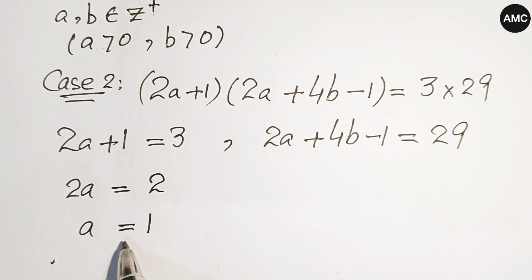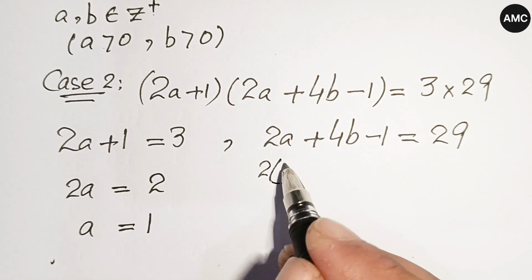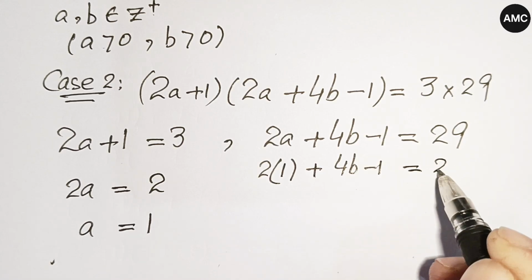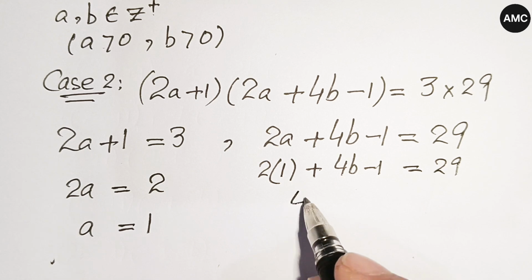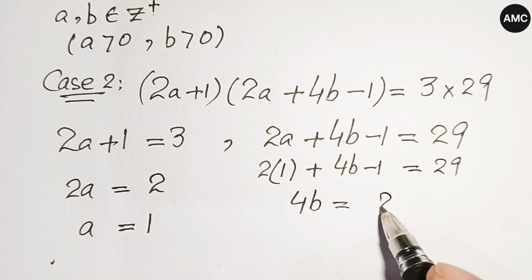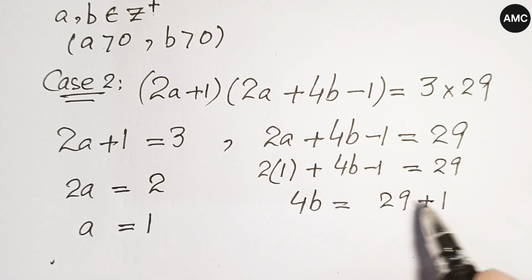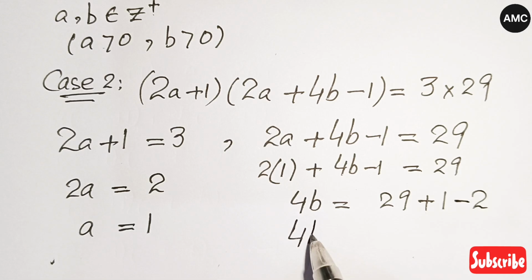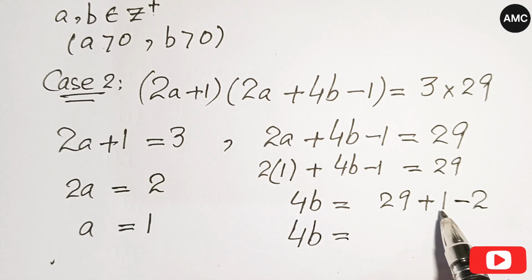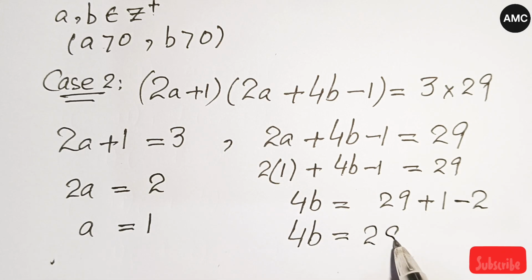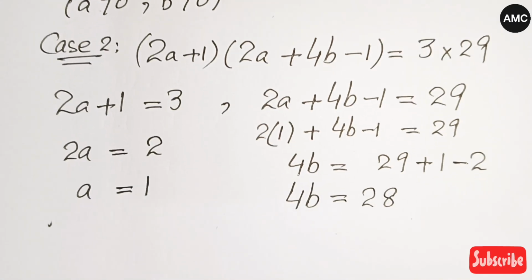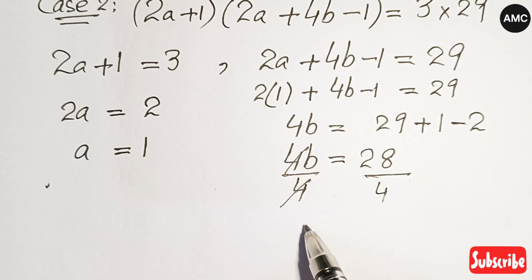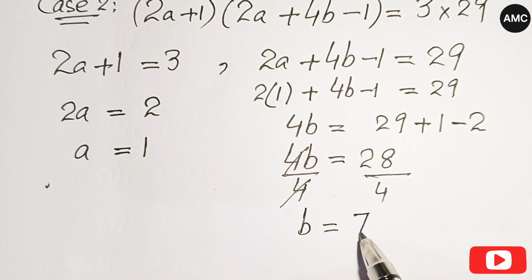Now if we put this value of a here, we get 2 times 1 plus 4b minus 1 is equal to 29. Here we get 4b is equal to 29. This minus 1 will be plus 1, and this plus 2 will be minus 2 here. So we get 4b is equal to 29 plus 1 is 30, minus 2 is 28. Dividing by 4 on both sides, this 4 is cancelled, and here we get b is equal to 7, since 4 times 7 is 28.